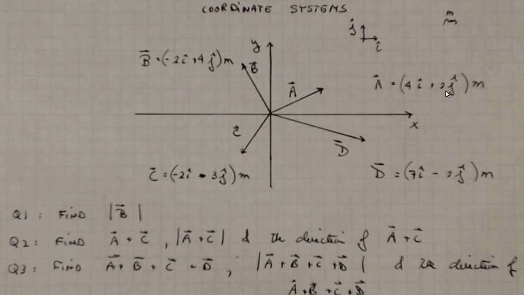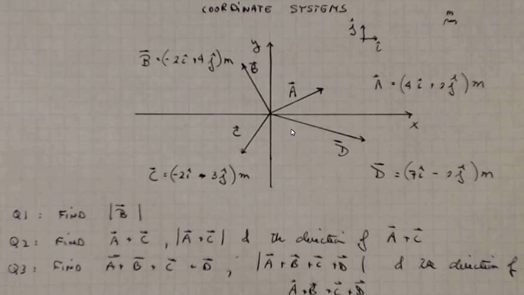Because I've drawn these coordinate systems, I now have a way of saying that A is equal to 4 i hat plus 2 j hat. The 4 i hat comes from 1, 2, 3, 4, and the 2 j hat comes from 1, 2. So going around here, B, using the same approach, is minus 2 i plus 4 j. Units are meters here, so I'm putting the vector in parentheses and the units at the end. And C is minus 2 i minus 3 j, meters. And D is 7 i minus 2 j, meters.